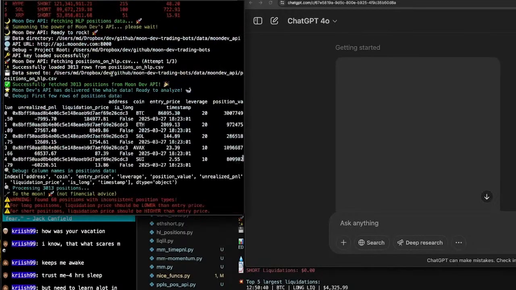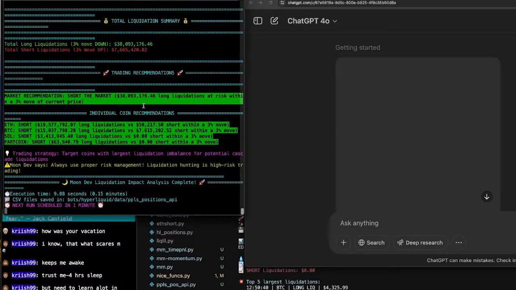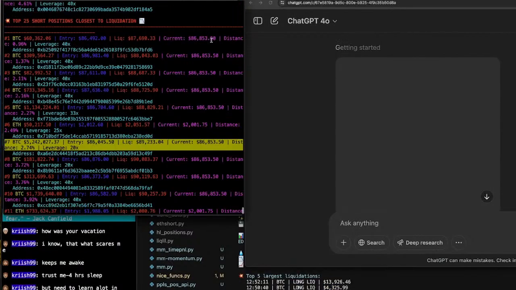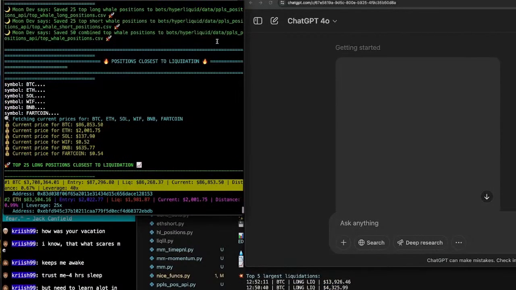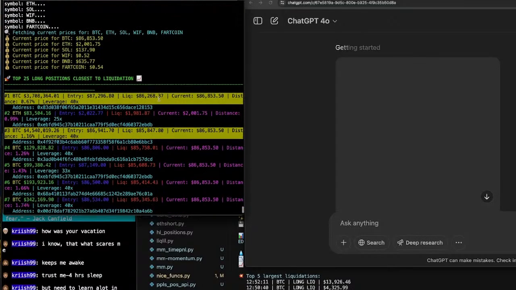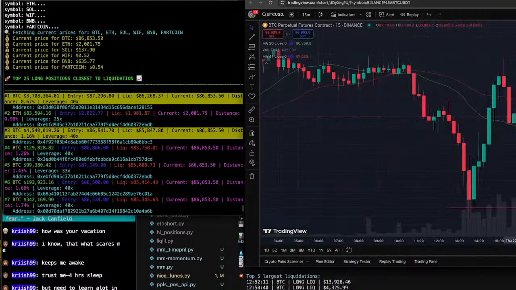And see if these guys have exited yet or not. You can see there's 19 million in long liquidations for ETH, 15 million within a 3% move. That's crazy. He hasn't exited yet, so he's just waiting for his death. 86,853. He's right here, 86. Oh, he's very close. He's very close.